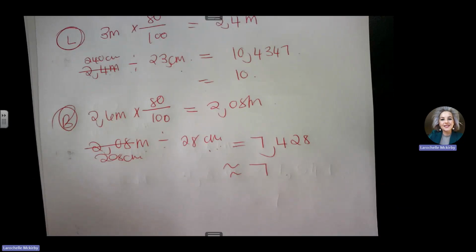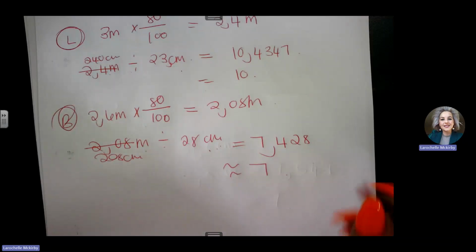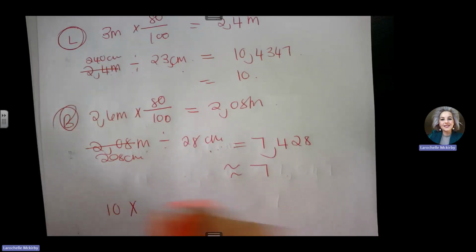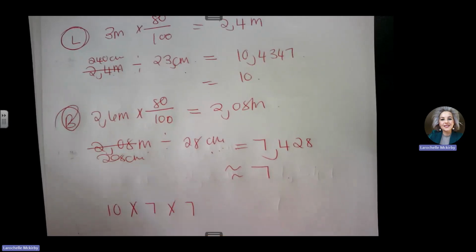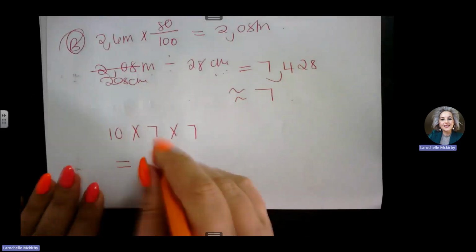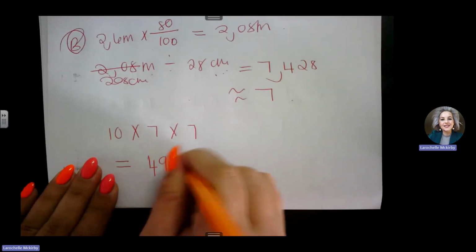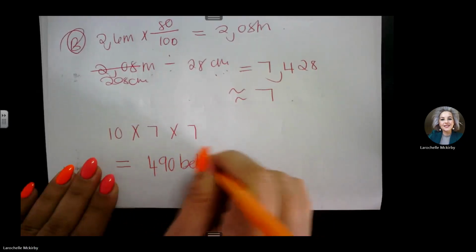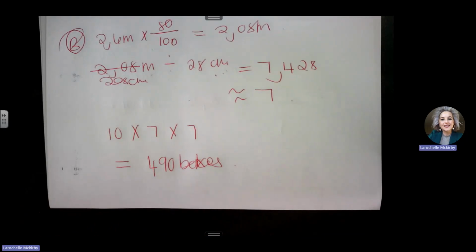So, answering the question for the maximum number of boxes will be length multiplied by width multiplied by height. The answer, 490 boxes, will be able to be packaged in that room.